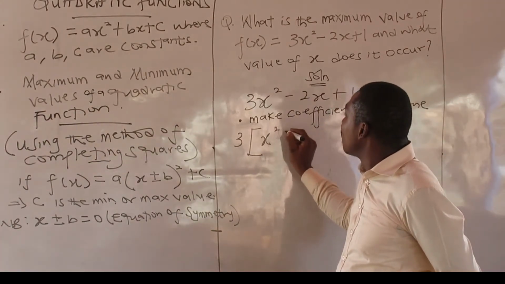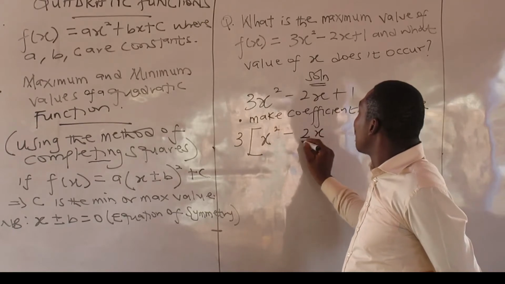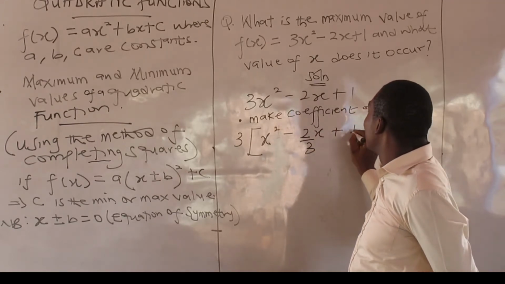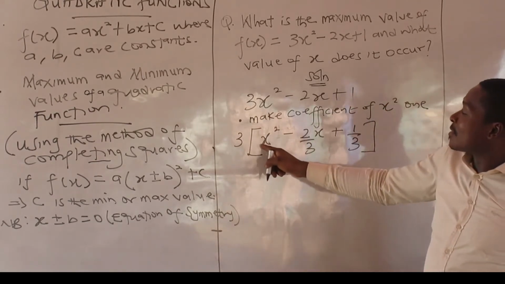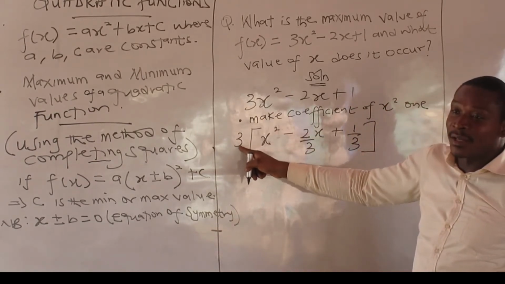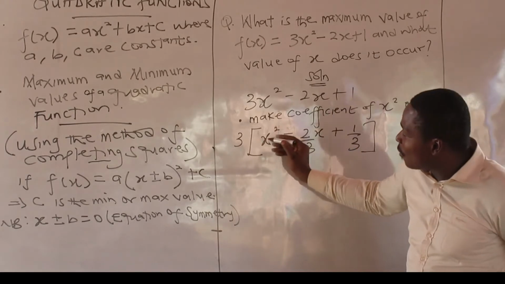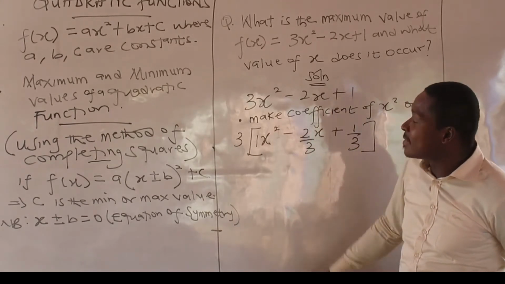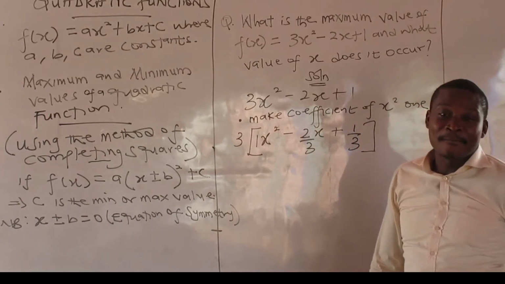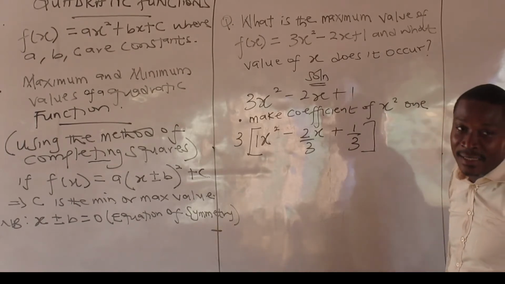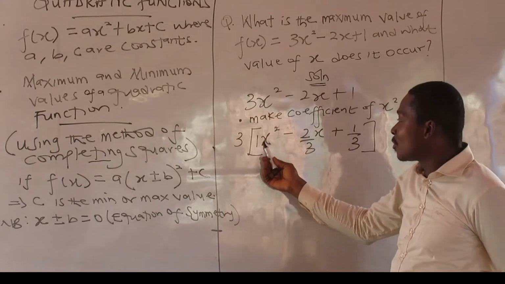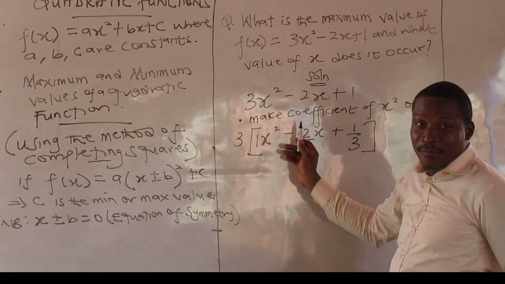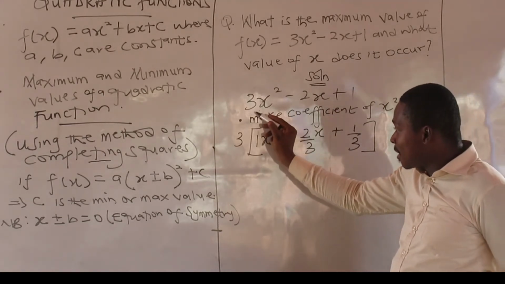Now, what am I doing here? I'm making the coefficient of x squared 1. What is the meaning of this? I've factored the 3 out, so I've divided 2 by 3. So is the coefficient of x squared 1? The answer is a big yes. You can see the coefficient of x squared is 1. So that is how to do it. If you factor the 3 out, it's just as if you are dividing 2 by 3.